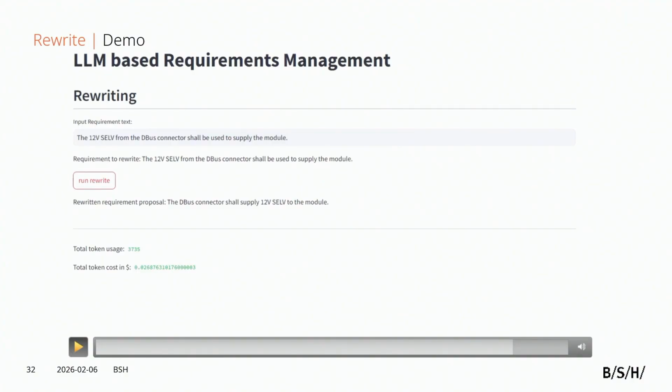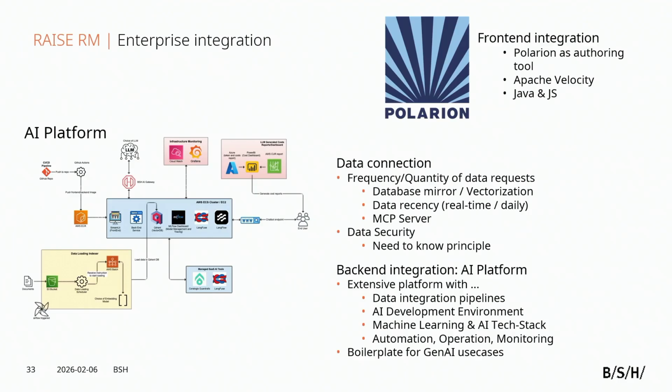Of course, I've showed you this now in just a web front end, but this is not how requirements engineers are creating or reviewing requirements. We have our own tool for that. It's a Siemens tool. It's called Polarion. I will not comment on the quality of Polarion. The UI is implemented in Apache Velocity, so that's Java and JavaScript basically. So of course, our use cases need to live in the authoring tool that is used by the requirements engineers. So at the moment, we are integrating them into the front end.